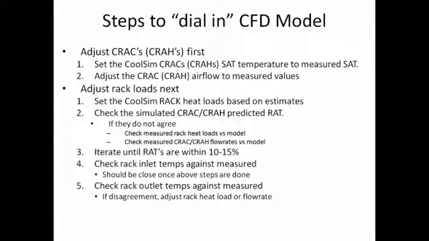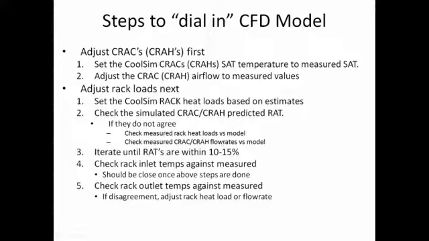As long as you're capturing the dominant parameters in that room, which are generally flow rate and heat load and delta T, then you're in good shape and be able to use the tool confidently to predict any kind of case you want. So you set the rack heat loads based on estimates, and then you check the simulated output return air temperature, and if they don't agree, you check the heat loads versus what's actually there, and then you take a look at the flow rates, and you just iterate until you get them correct.